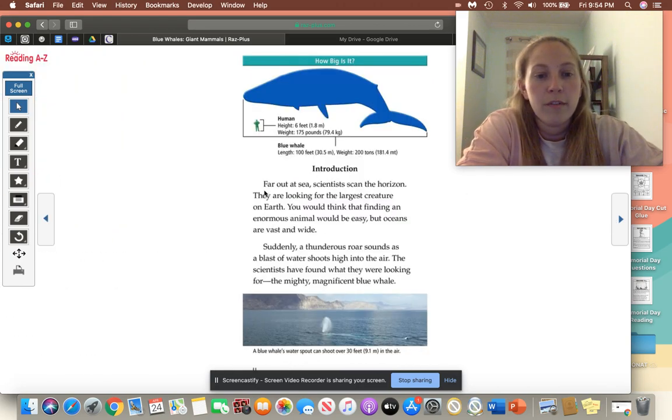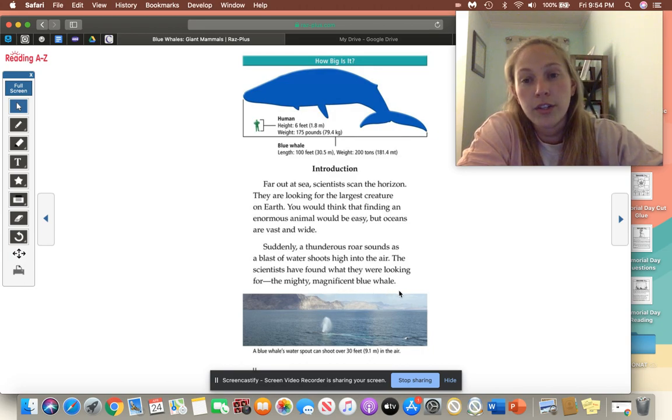Introduction. Far out at sea, scientists can scan the horizon. They are looking for the largest creature on Earth. You would think that finding an enormous animal would be easy, but oceans are vast and wide. Suddenly, a thunderous roar sounds as the blast of water shoots high into the air. The scientists have found what they are looking for: the mighty, magnificent blue whale.